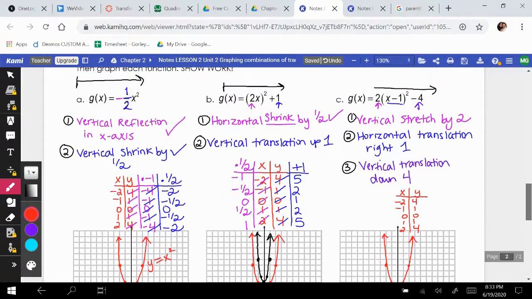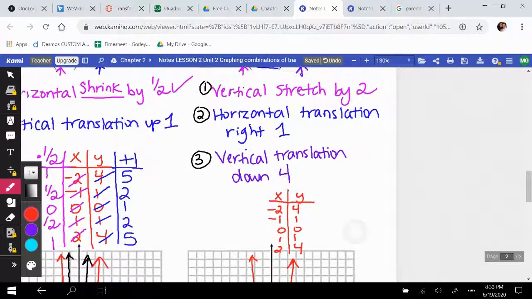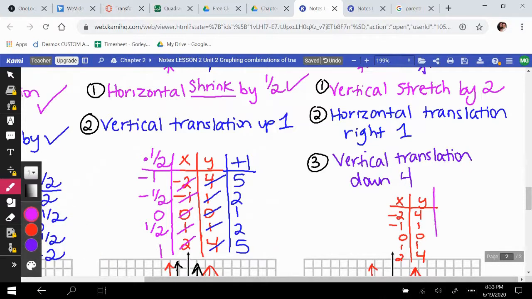Okay, and we're going to transform those parent points. Let me go ahead and zoom in on this. We first have a vertical stretch by 2. It's vertical, so I'm changing all the y values, multiplying all the y values by 2.